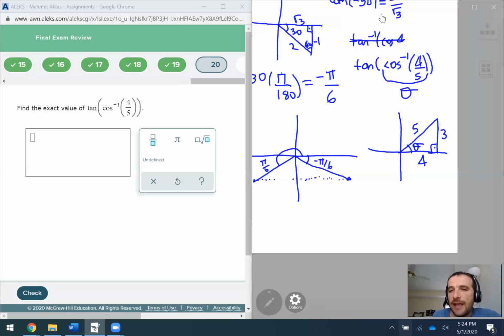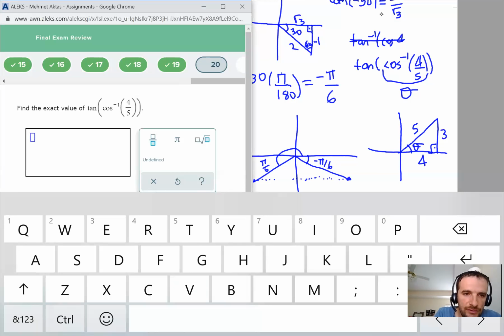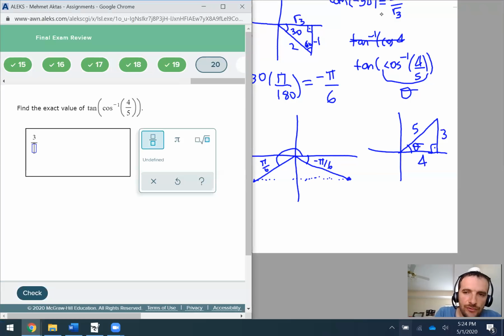So this question is basically asking, if this is the case, what is tangent theta? And tangent theta is opposite over adjacent, right? So it is 3 over 4. It is that nice. Okay, let's try to enter it. 3 over 4. Check. Okay. I'm pretty sure it is correct. So if it is correct, this is the end of this video.